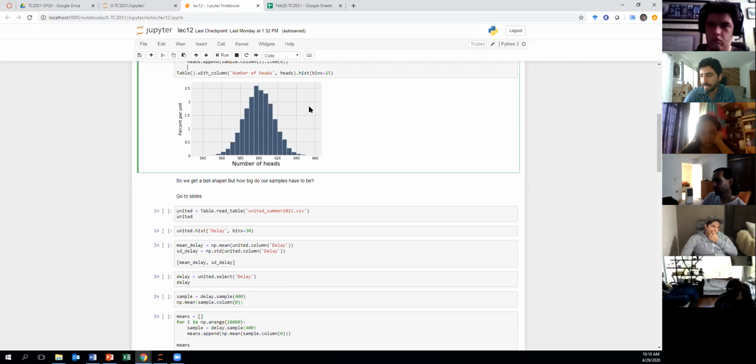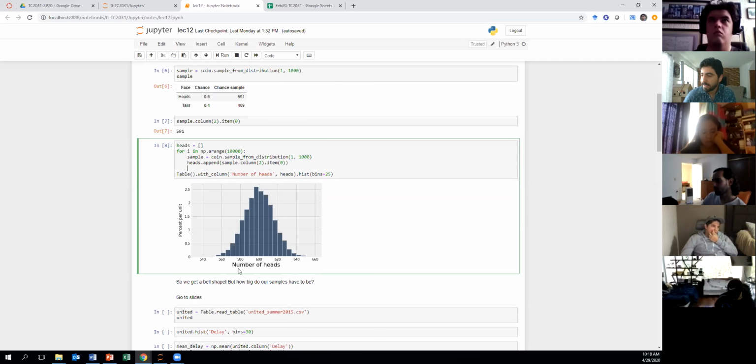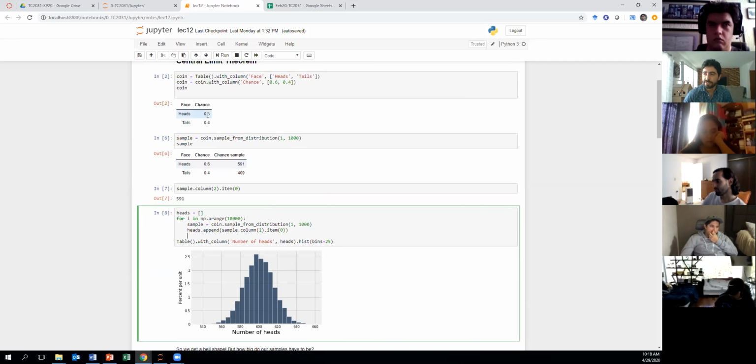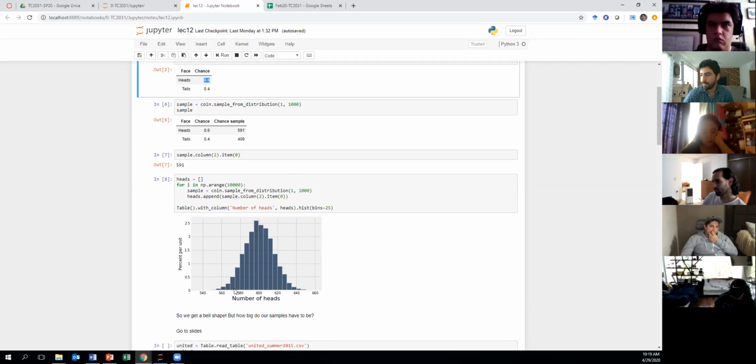So that's what it is. You see, we get a bell shape, and the bell shape is basically the average around the center, 600. That's something we expect to see because the chance of the head was 60%, so we expect to see more values around 600.